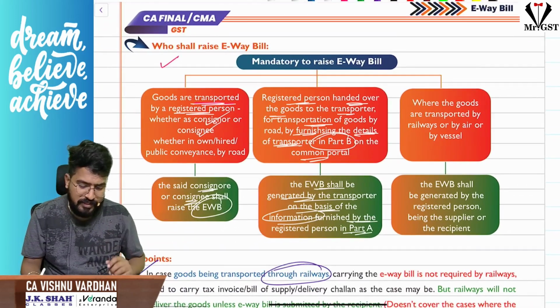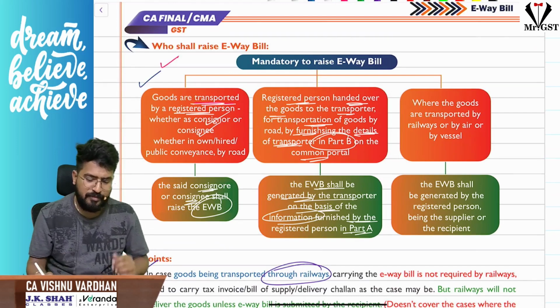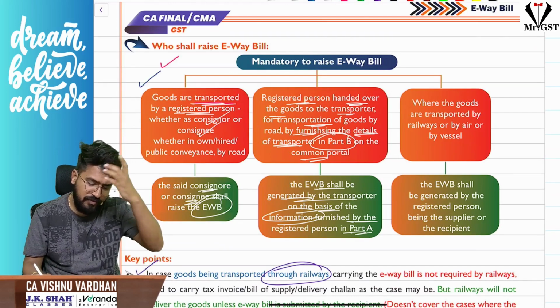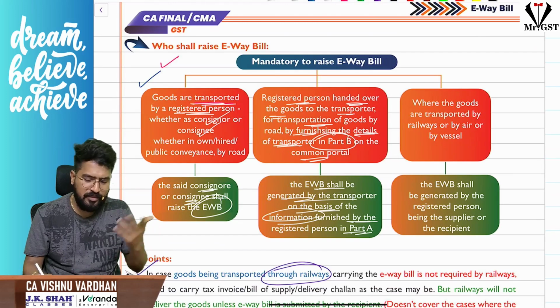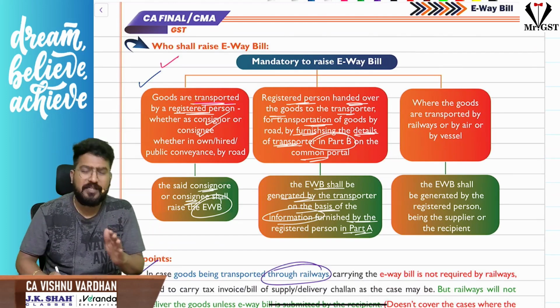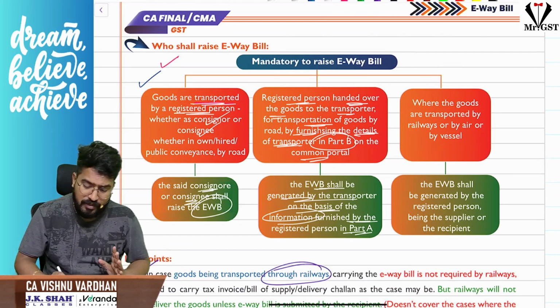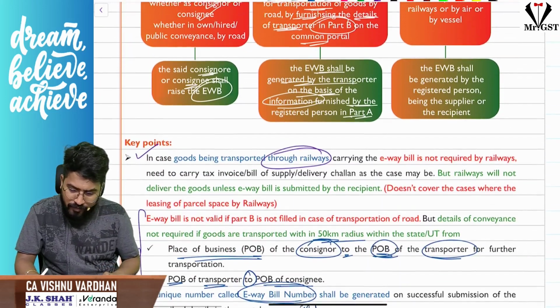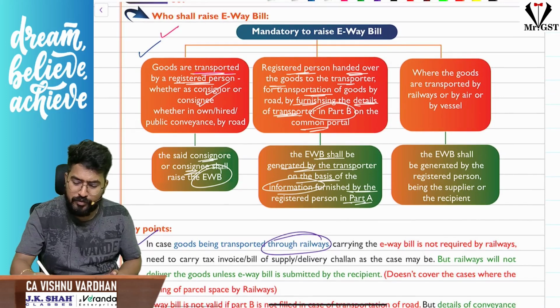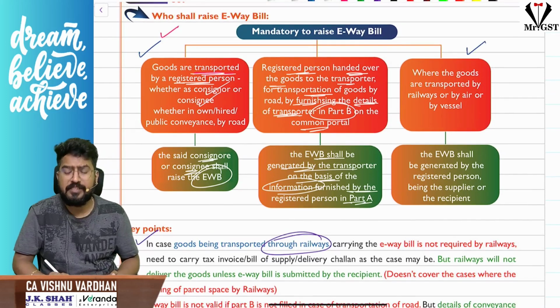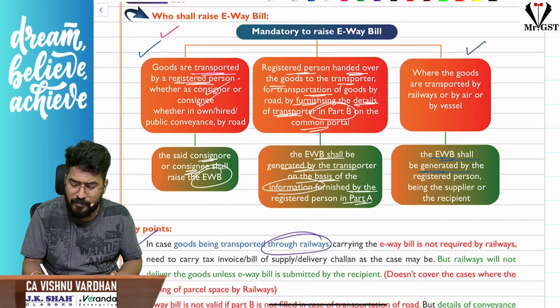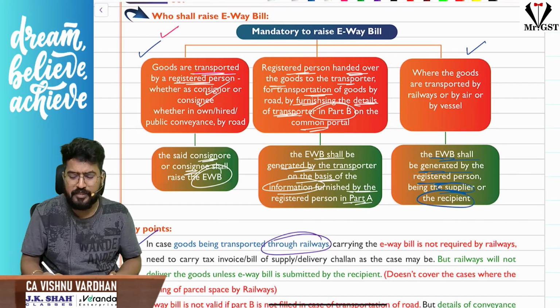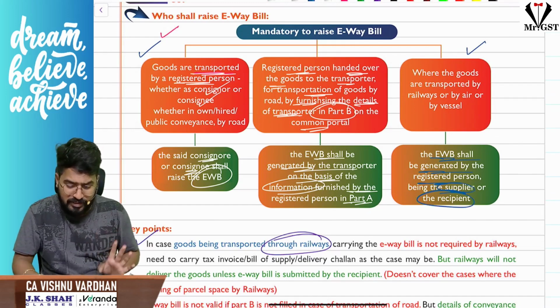Now, who shall raise the e-way bill? Sir, the e-way bill shall be raised by the transporter. When the goods are transported by a registered person, as we have already discussed, the consignor or consignee or even the transporter can raise the e-way bill. But if the goods are transported by railways, air and vessel, sir, the e-way bill shall be generated only by the registered person, that is the supplier or the recipient, not the transporter. They will not generate e-way bills for you.